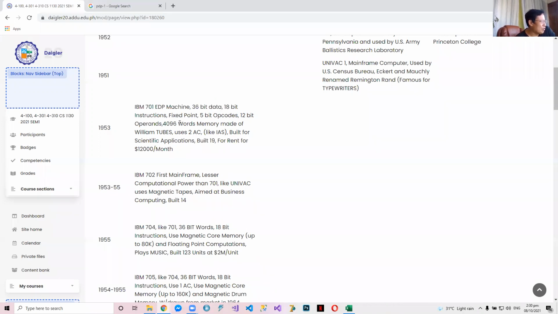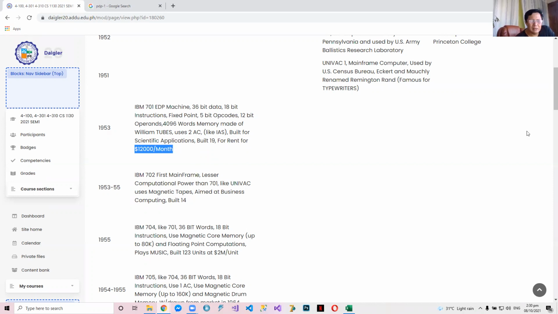Like the IAS, it has 4 keywords, but this time it uses Williams tubes. Williams tubes are smaller than vacuum tube diodes, because vacuum tube diodes used to be very large. The Williams tubes are the smaller versions. It uses 2 accumulators, so this is almost like the IAS. And this is built for scientific applications. IBM built 19 of these and rented them for $12,000 a month. Imagine how expensive it is to rent.